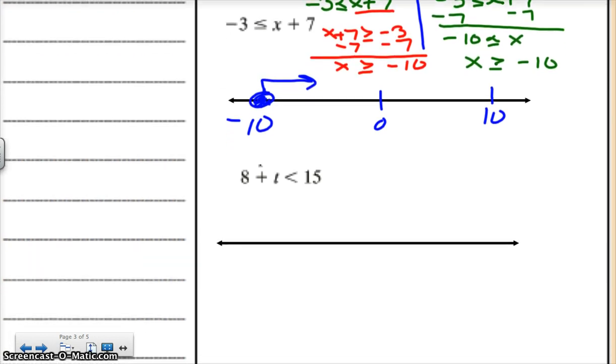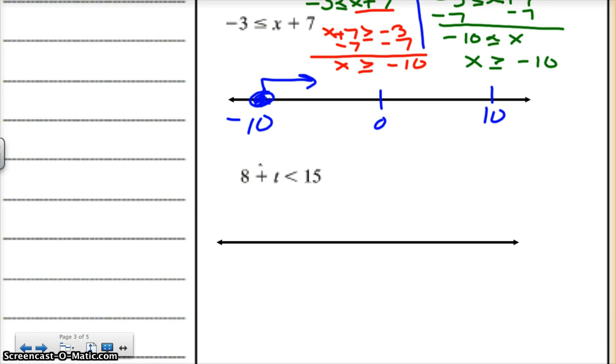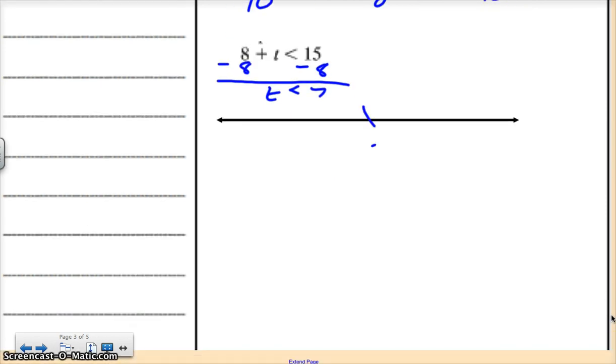8 plus t is less than 15. How am I going to move that 8? Minus 8. I'm going to minus 8. What would that be? T is less than 7. Now I'm going to make 0, the number, and the opposite. Open circle at 7 going to the left. Right? Okay, good.